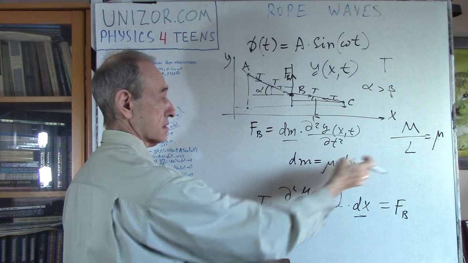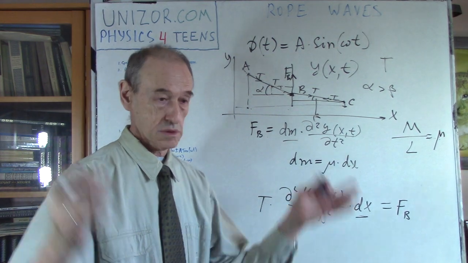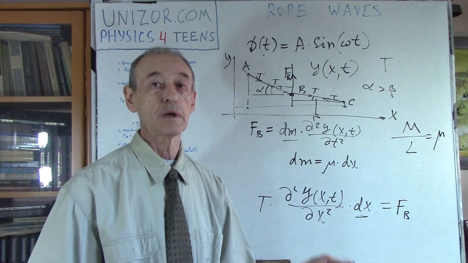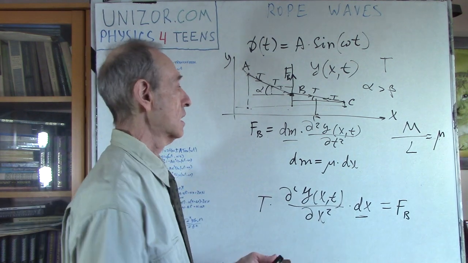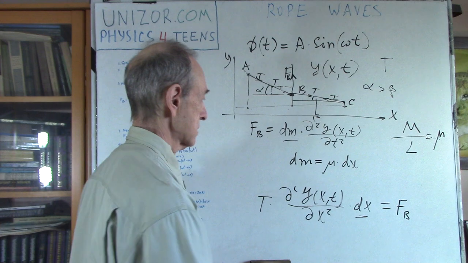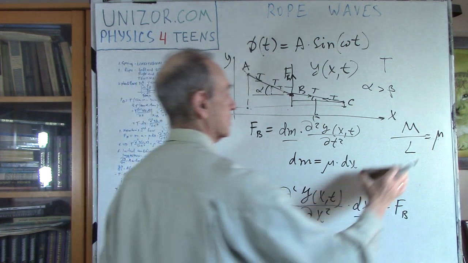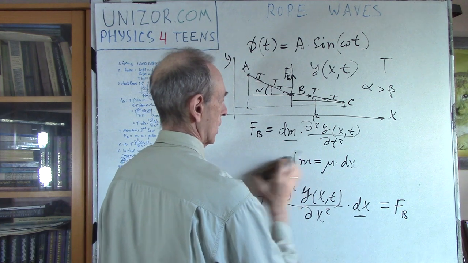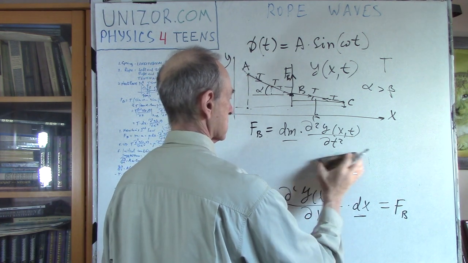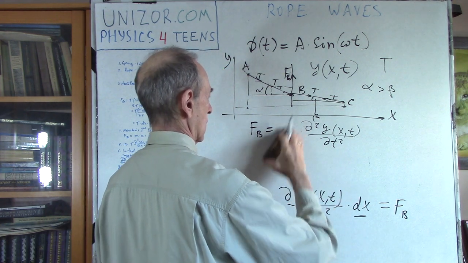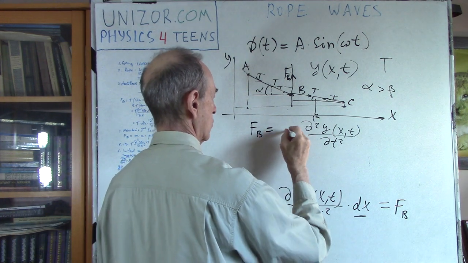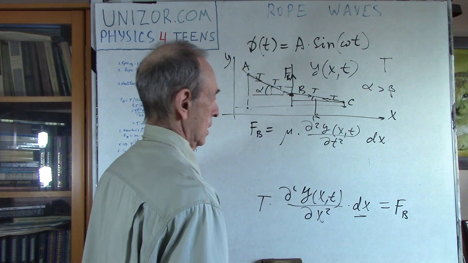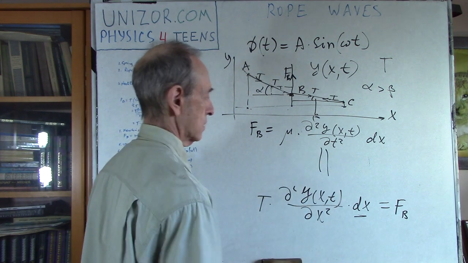So this is the density of mass, and it is a constant for a rope. You just take the total mass and divide it by length, and that is the mass per unit of length, or density of mass. So mu is the density, and I can replace dm with mu times dx, and this must be equal to each other.